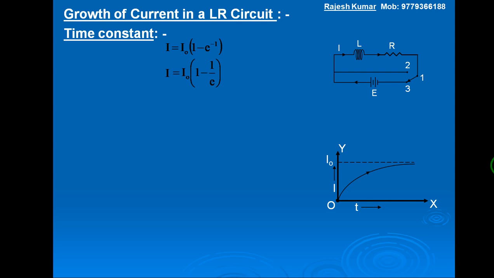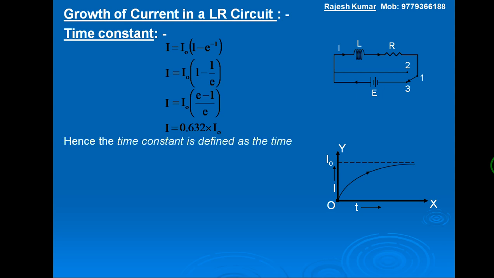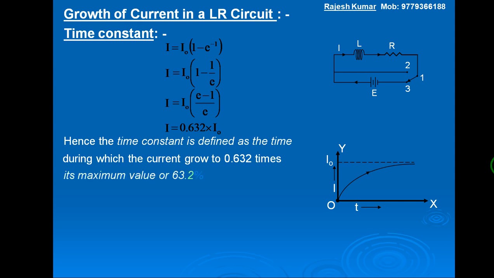Now within the bracket, taking LCM, we get capital I is equal to I naught into e minus 1 upon e, or capital I is equal to 0.632 into I naught. That is, putting the value of e, we get e minus 1 upon e nearly equal to 0.632. Hence, time constant is defined as the time during which the current grows to 0.632 times its maximum value, or the time during which current grows to 63.2% of its maximum value.